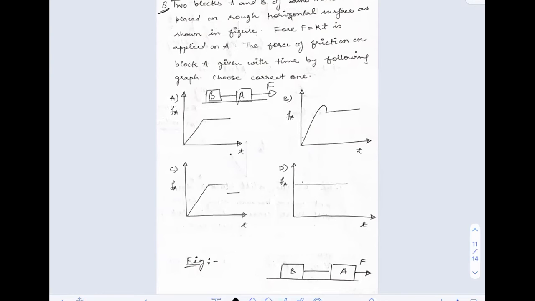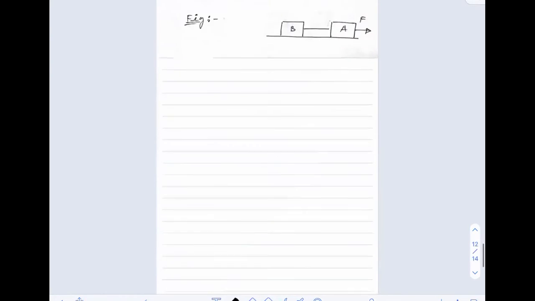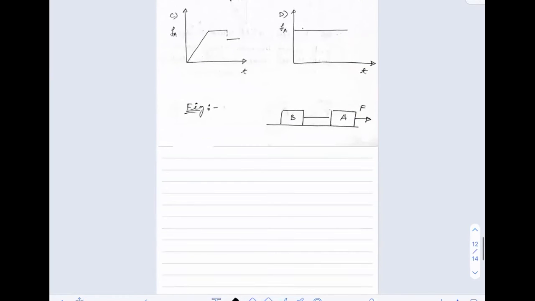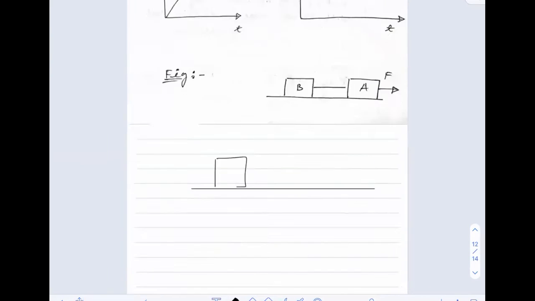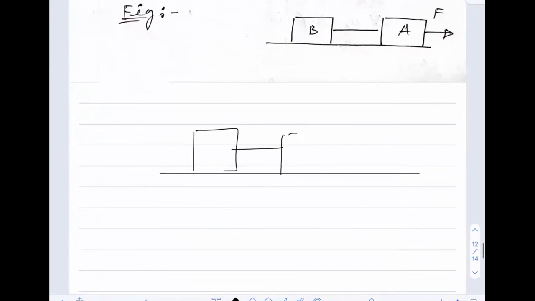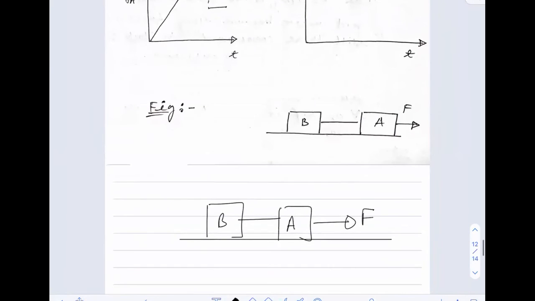See this question. We have one block B and one block A. They are connected together by a string, and force F is acting on it. Now the coefficient of friction is the same, and the mass is the same.